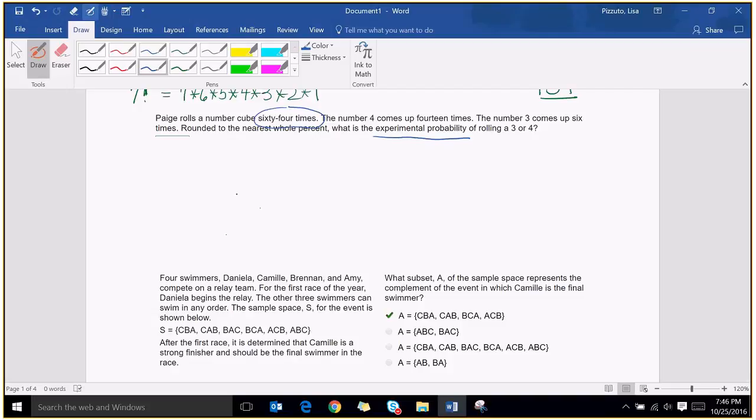Yes. Okay, so first of all, let's say 3 or 4. In mathematics, the word or means to add. So we're going to add these probabilities together. Experimental means based on these 64 rolls that were made with the die, correct? Yes. So out of those 64 rolls, that was the total possible outcomes. How many of them were threes?